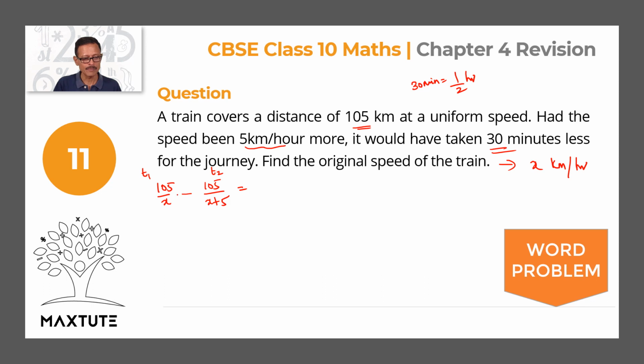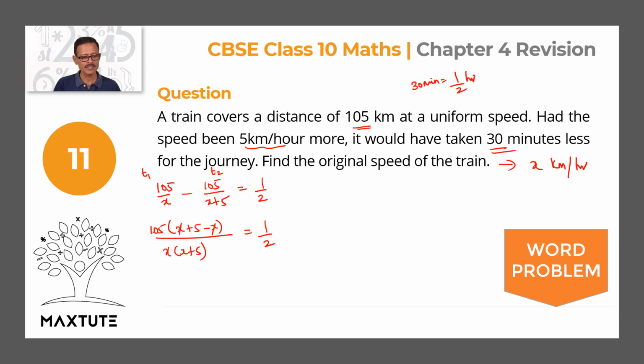So the time taken in number of hours minus the time taken in number of hours is equal to the difference, which is half an hour. Take x times x plus 5 as a common denominator on the left hand side. 105 in the numerator is a common term for both terms, so it's going to be x plus 5 minus x, which is equal to 1 by 2. x gets cancelled with x.